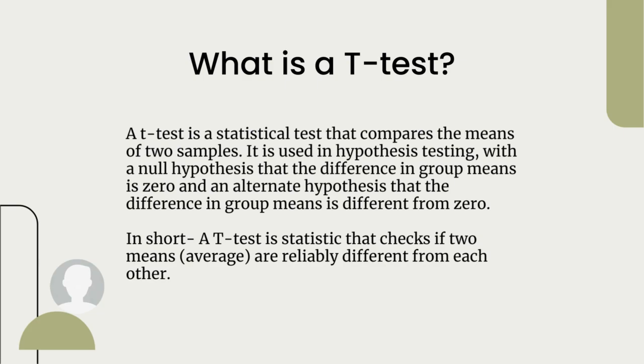So in short, a t-test is a statistic that checks if two means or averages are reliably different from each other. For example, if each of us is going to flip a coin 100 times and you get 50 tails and I get 49 tails, does that mean you get more tails than me, and in the future you will get more tails than me? Or is it only by chance?